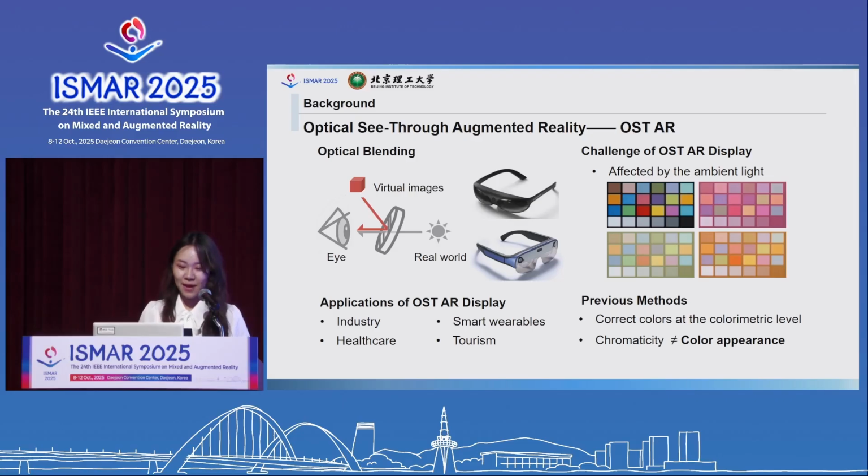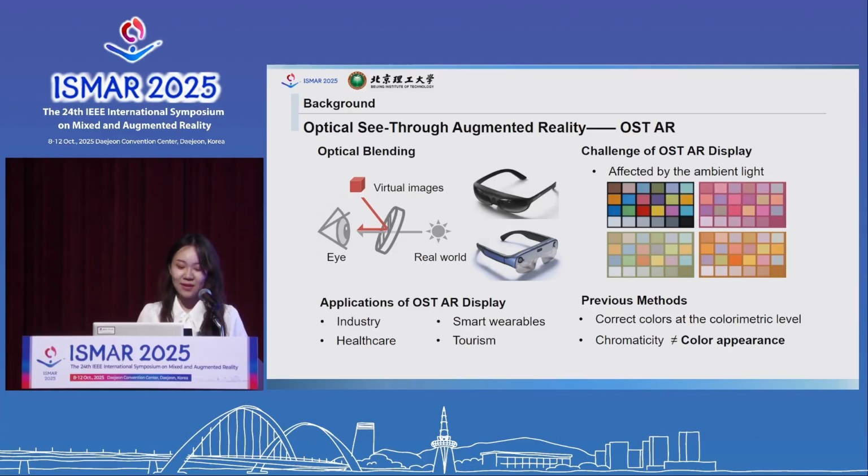The first part is the background. Optical see-through augmented reality, or OST-AR for short, allows light to pass through the glasses into users' eyes directly. So the OST-AR blends the virtual images with the real world at the optical level. It has a lot of advantages and is widely used in industries, smart wearables, healthcare, and tourism. However, here is a challenge of the OST-AR: the AR image is easily influenced by the ambient light.